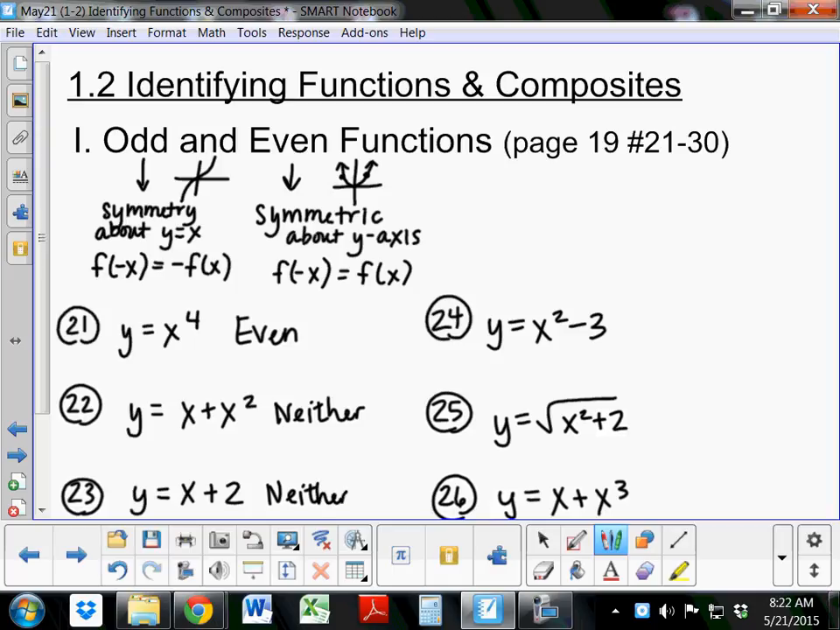What about that guy up there? Even. Did you try it, or did you know it? How'd you know it? If I plug in a 1 or a negative 1 is what you'd be checking in your head. And they would both come out the exact same answer. Also, that's a parabola. It's just shifted down 3 on the y-axis. So if you think about where the vertex is, you'd know it as well.